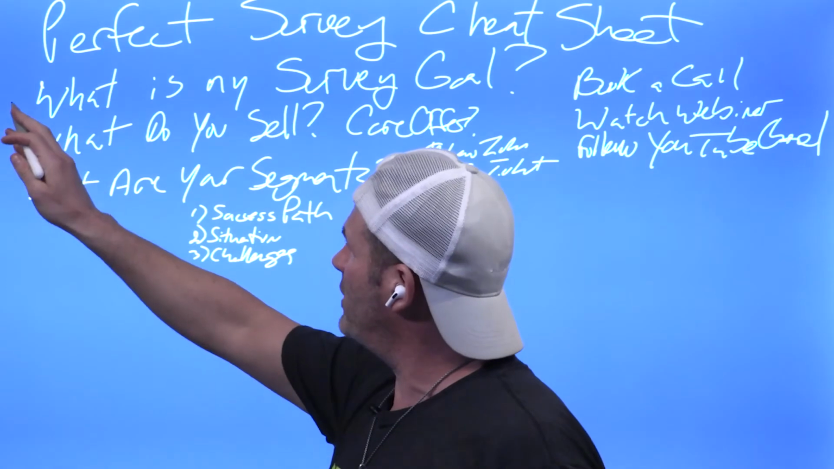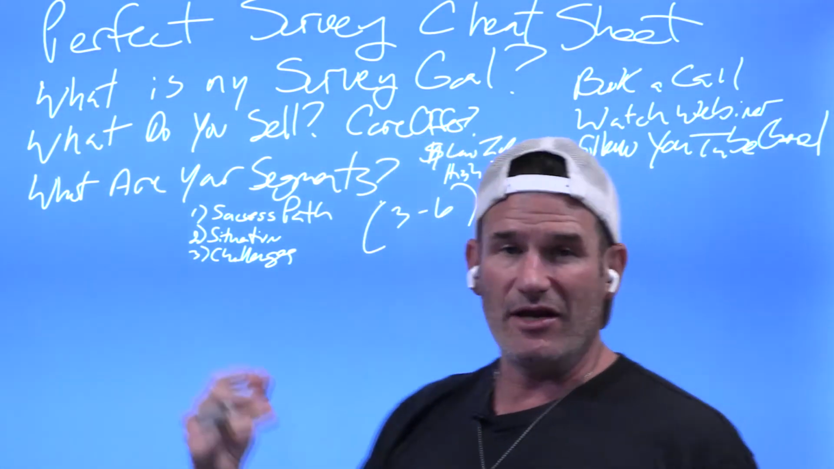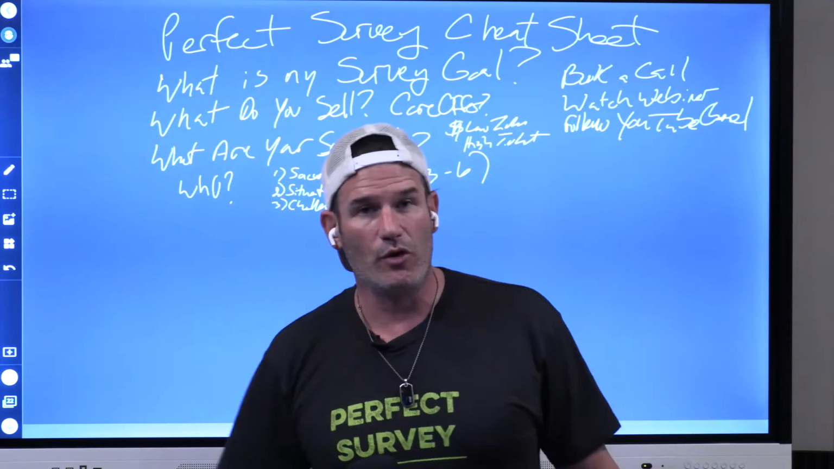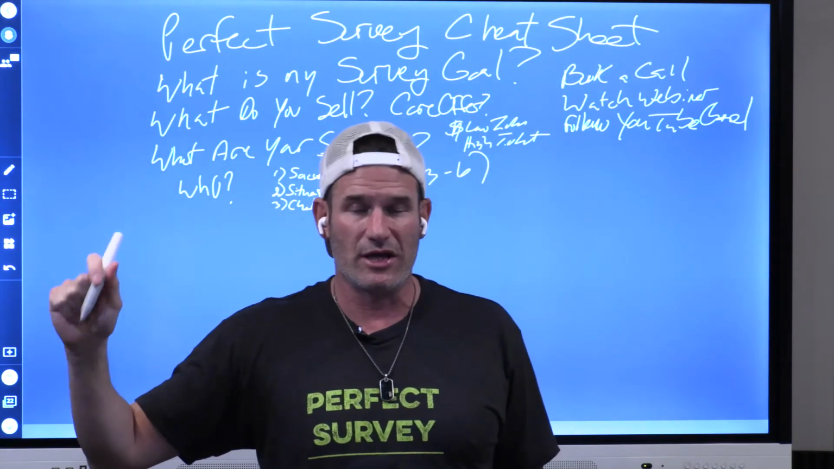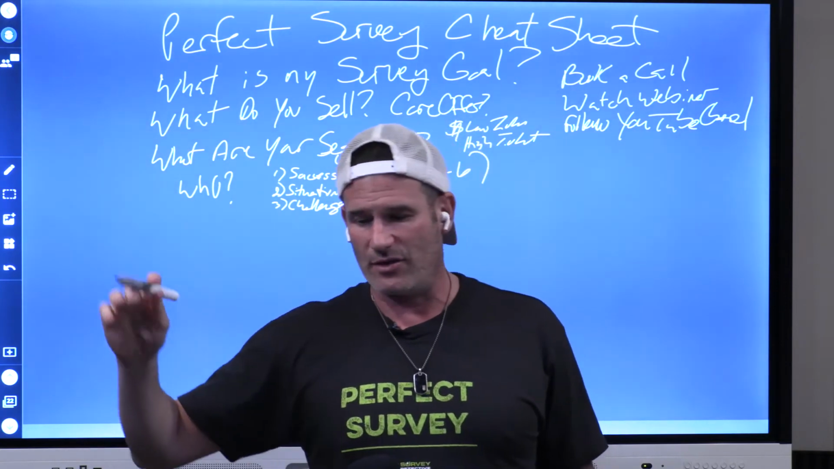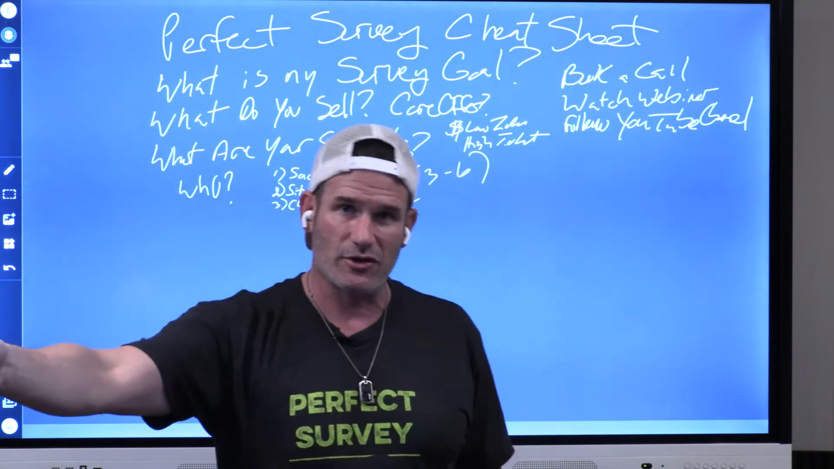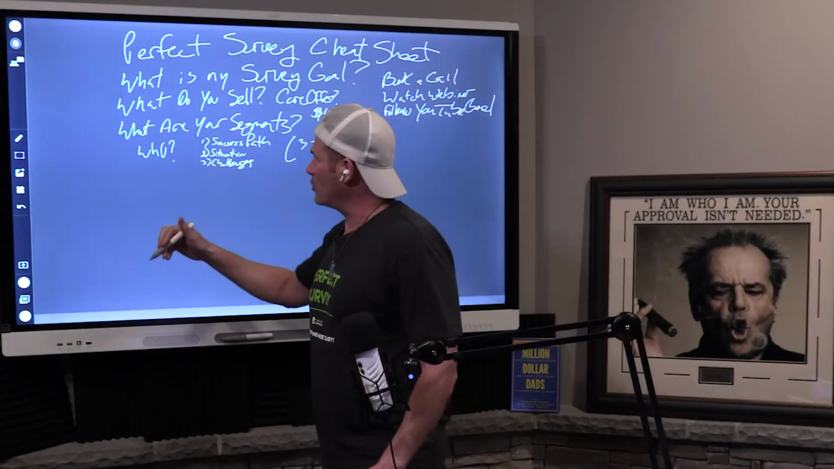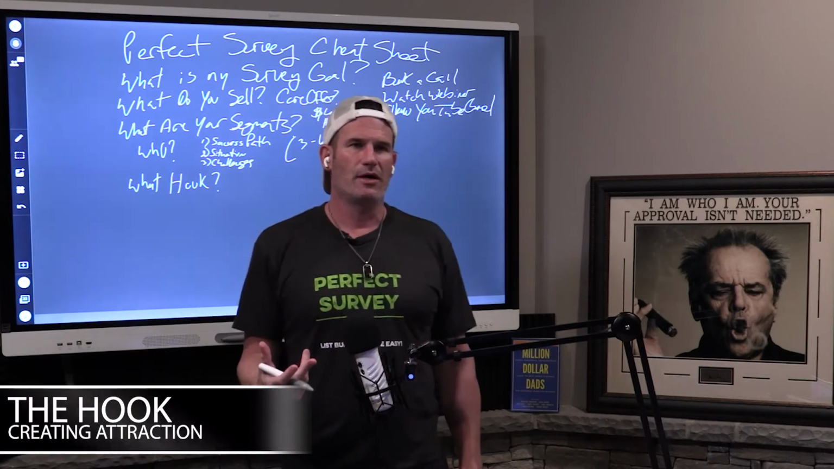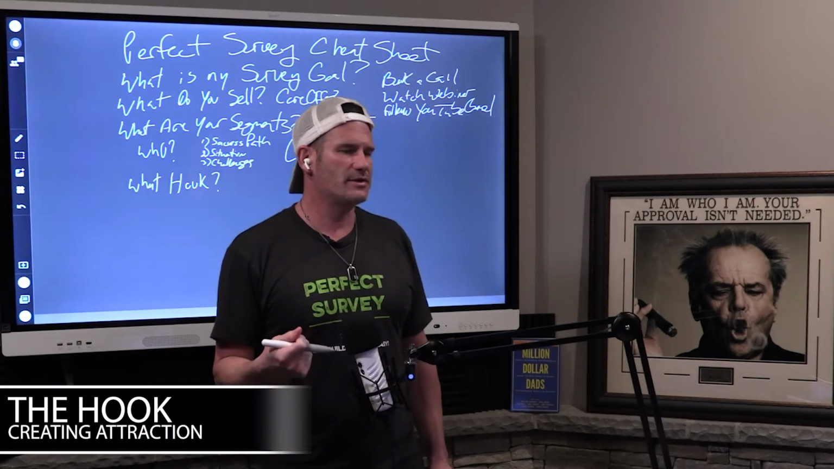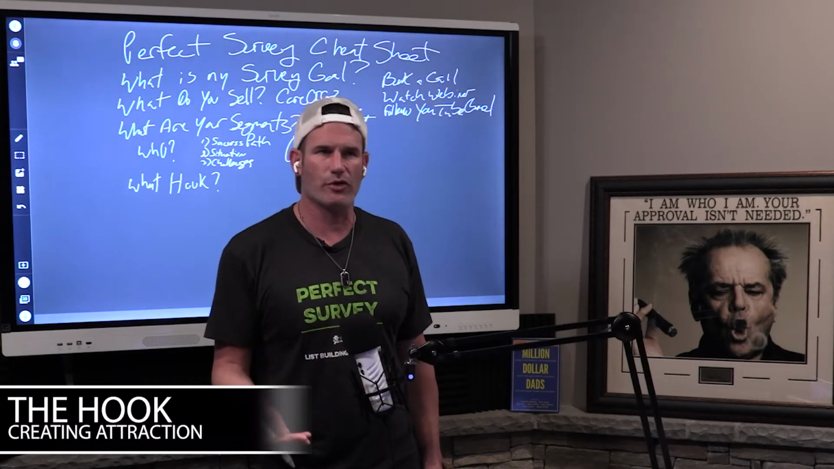Here's the cheat sheet for the beginning part of it. We're working from the back. Now we have at least enough information to get started. We know who they are, we know the segments that we're going to use, and we understand what our goals are on the survey, of what we want them to do at the end. So now we start from the front. The next step would be your hook. The hook is the part where you're creating some attraction to somebody that has no idea who you are or what you're about.